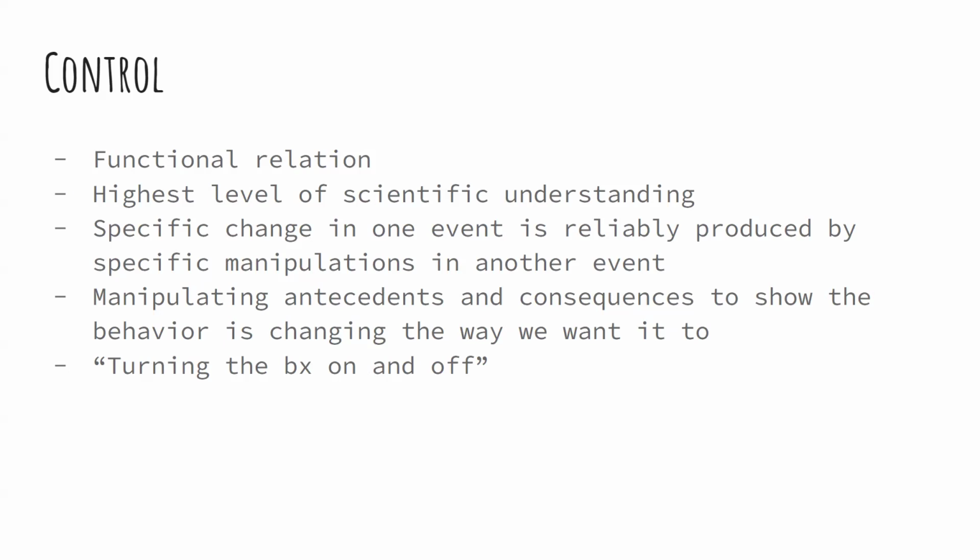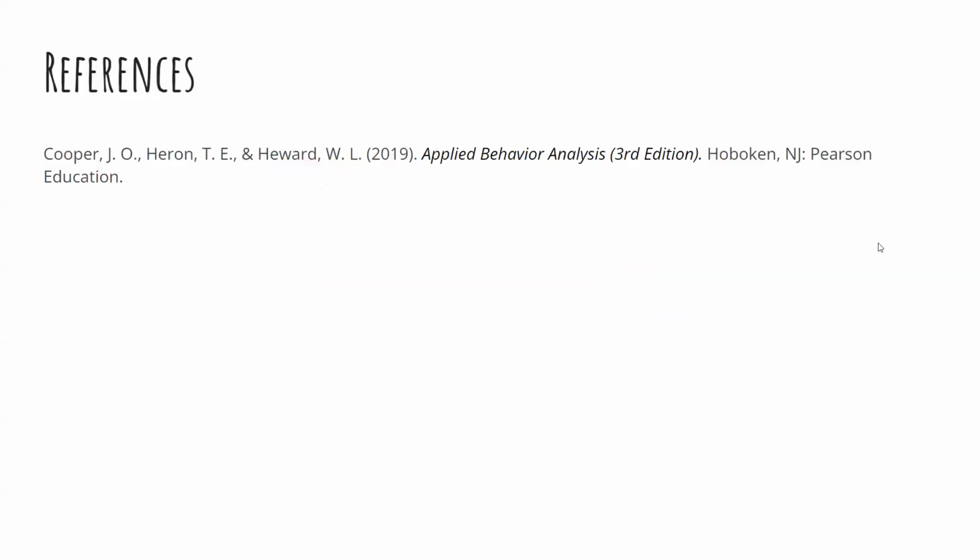Pop quiz o'clock first. What are the 3 levels of scientific understanding? Description, prediction, and control. Remember, description is I know what this behavior looks like. Prediction is I know when this behavior will occur. And control is I can turn this behavior on and off.